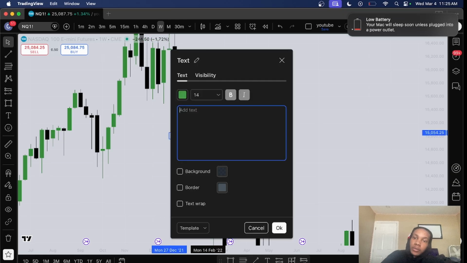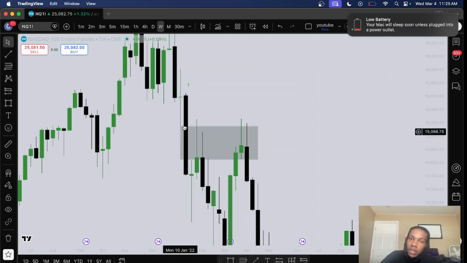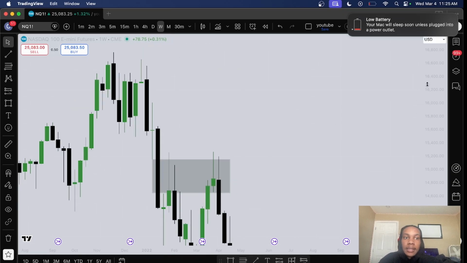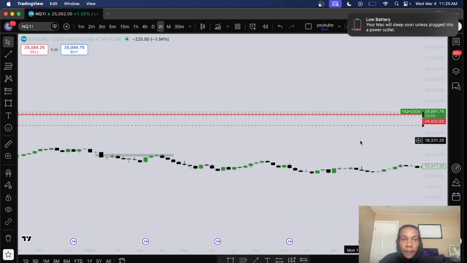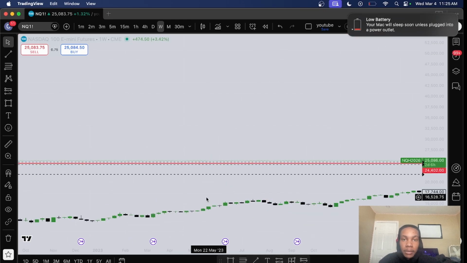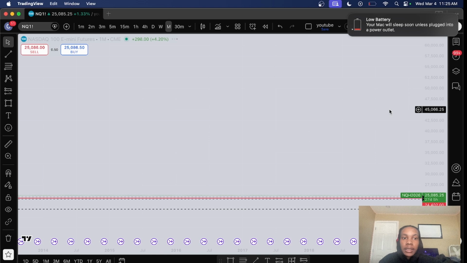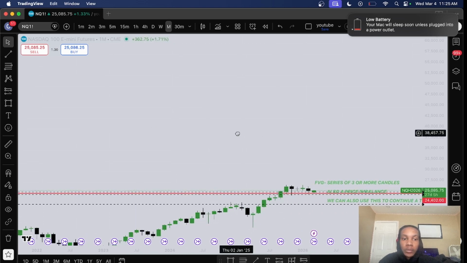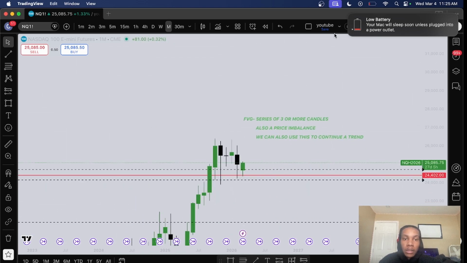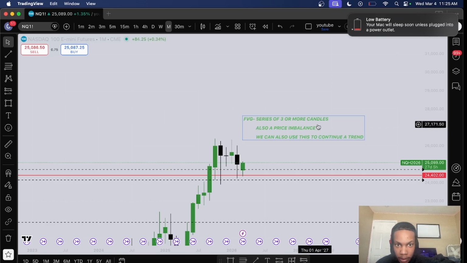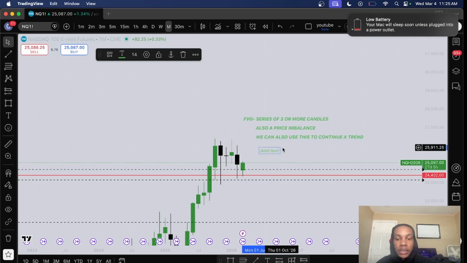Okay, now this is a little advanced, but the last thing that I'll end this off with is the fact that fair value gaps can be used to get balanced back into. You know what I'm saying? 3, 2, 1. All right, this is the last piece of information I'm going to give you guys. This is more so like an advanced concept, but so we know that a fair value gap is a series of 3 or more candles. It's also a price imbalance, and we can also use this to continue a trend. But in reality, we could also use this as a target.